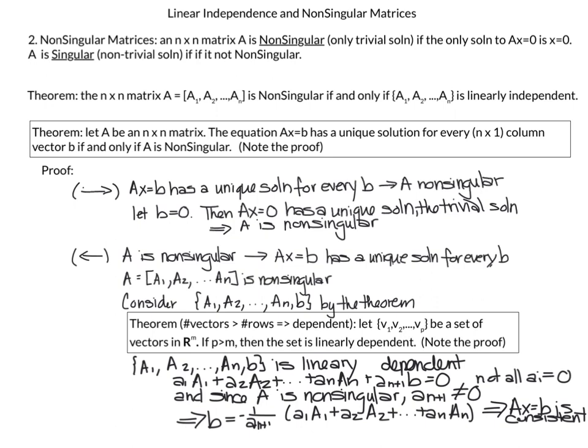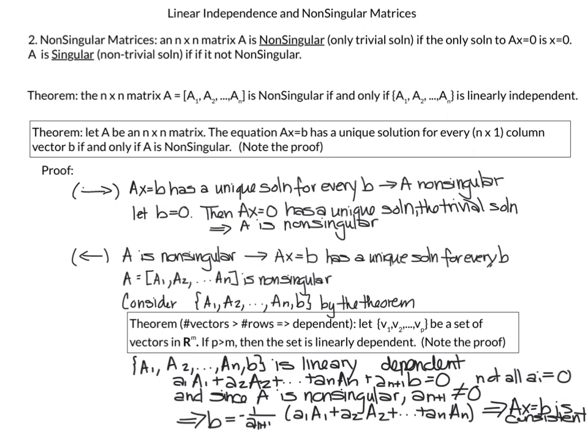And to be dependent means that if we multiply each one by a scalar, a1 times column A1 plus a2 times column A2 up to the scalar an times the column An plus the scalar a(n+1) times the column vector b is equal to 0, we have a solution where not all the ai's are equal to 0.